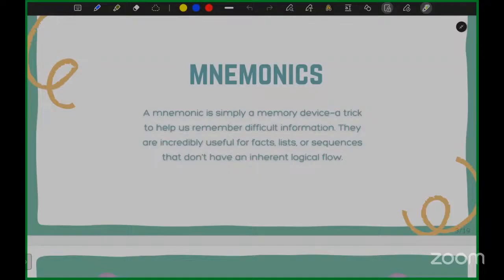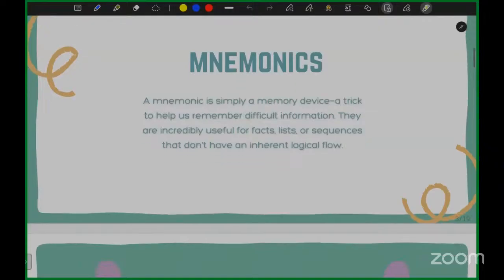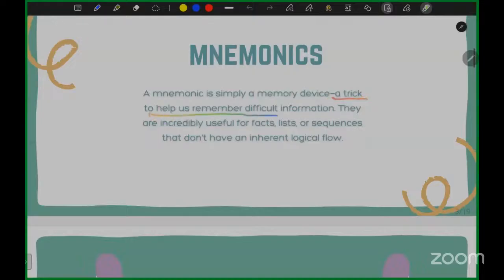First of all, mnemonics is nothing but a simple memory device. What is a memory device? It is a trick to help us remember difficult information. For example, if a beach comes to your mind, the first thing that strikes your mind is Chennai. In Chennai, what beach is the famous one? It is Marina. So a memory will come to your mind which relates to that.